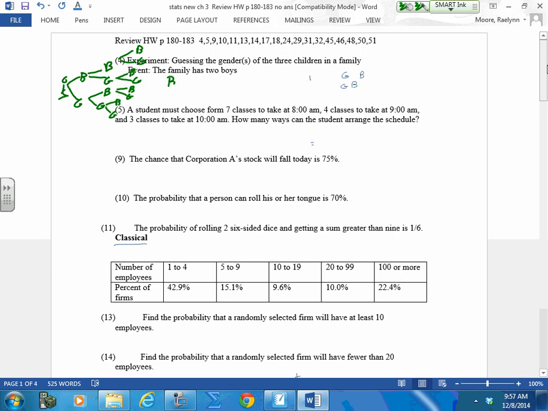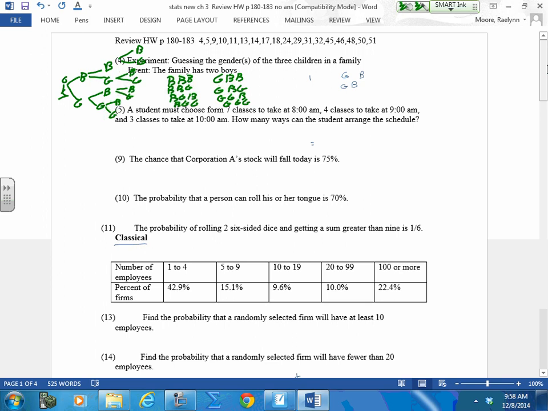BBB, boy, boy, boy. BBG, boy, boy, girl. BGB, BGG. This is how you're going to make your sample space. Girl, boy, boy. There's a difference between a boy, boy, girl and a girl, girl, boy, and a girl, boy, boy, because order makes a difference here, what order you have them in. Girl, boy, girl. Girl, girl, boy. And girl, girl, girl.